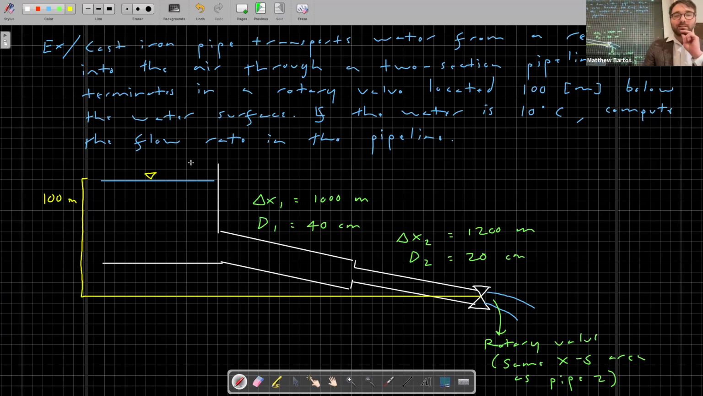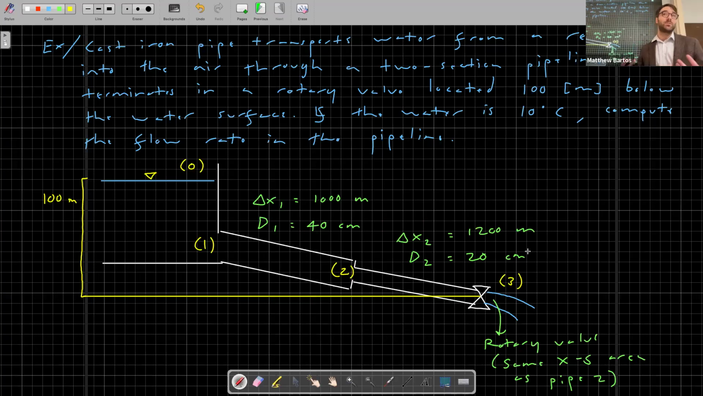So we have point 0, that is at the surface of the reservoir. We have a point 1, which is right at the entrance of the pipe. A point 2, which is right at the transition between the 2 pipes. And then a point 3, which is at the point where the water discharges into the atmosphere. So those are the 4 different locations that we can use for the energy equation.